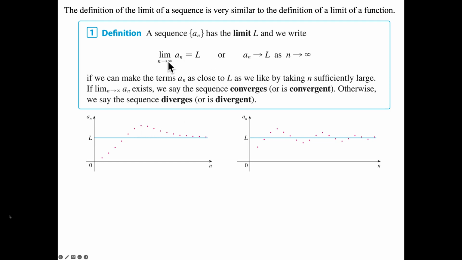So the limit as n approaches infinity for a sequence is equal to L, or it can be written this way as well. If we can make the terms a sub n as close to our limit capital L as we like by taking n sufficiently large, and if our limit exists, then it converges. If it doesn't exist, then it diverges, or we call it divergent. Both these examples are sequence graphs where we plotted the points, and they are approaching a limit as we go out to infinity.